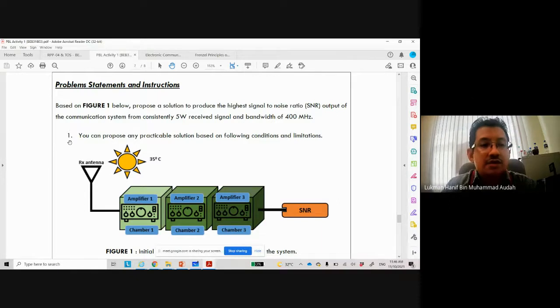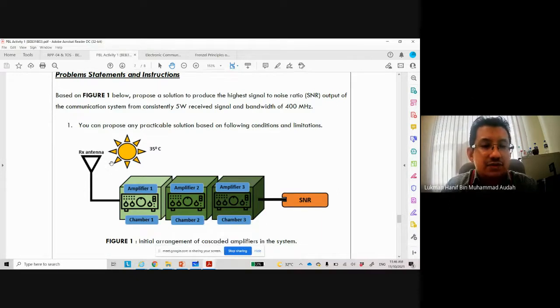Okay, number 1. Number 1, you can propose any practical solution based on the following condition and limitations. So what are the conditions? What are the limitations? Okay. So diberikan satu receiver system. Ini adalah receiver system yang ini matahari dia punya temperature adalah 35 darjah Celsius.